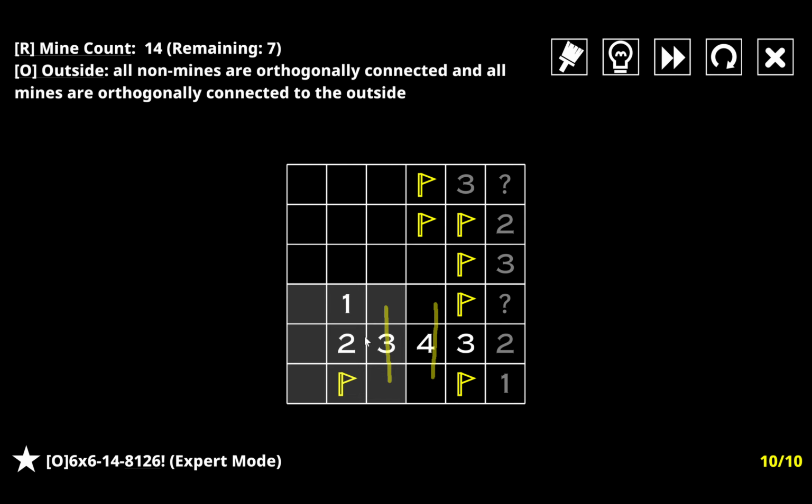We can similarly see from the diagonal kind of argument, or the checkerboard arguments, maybe we'll call them, that there can't be a mine up here, because that would put us into the same position as before.